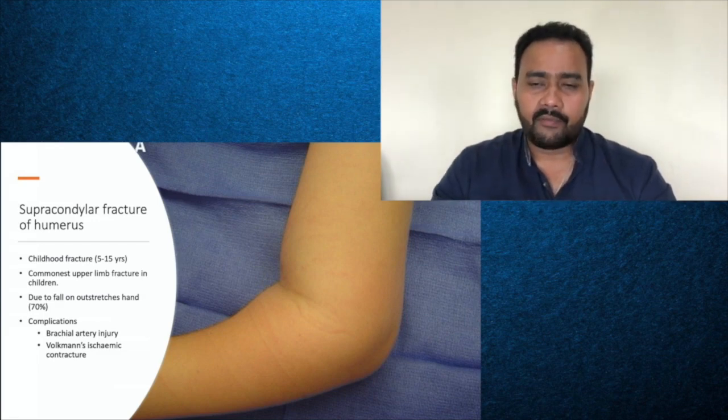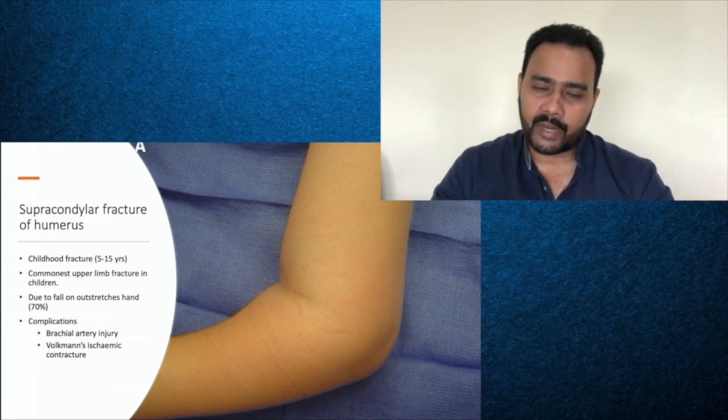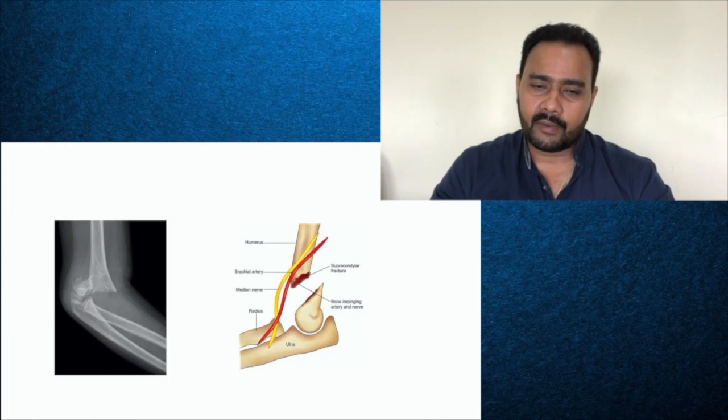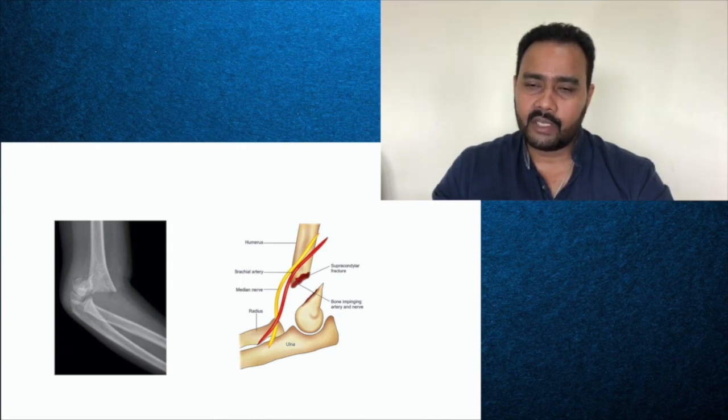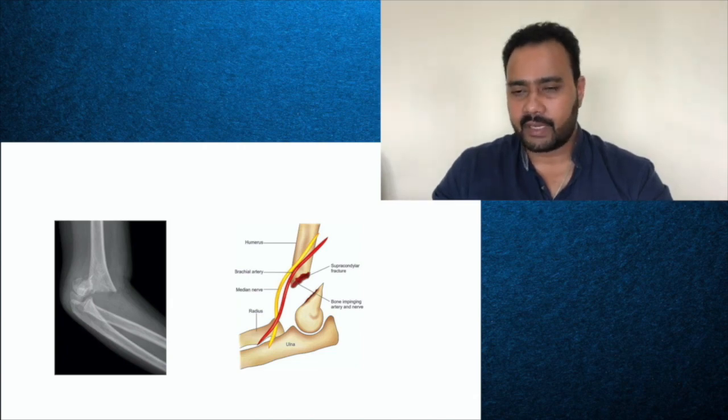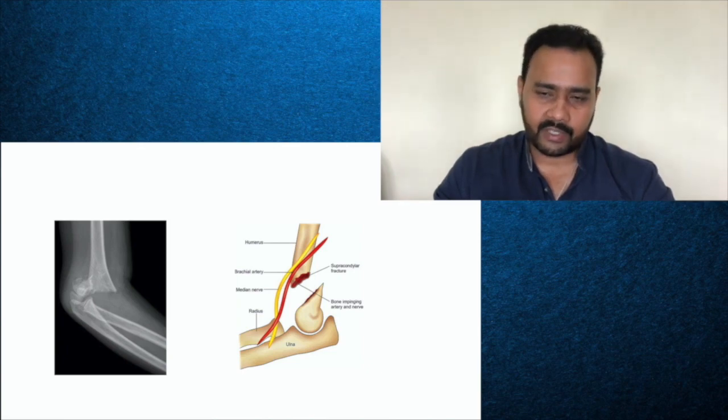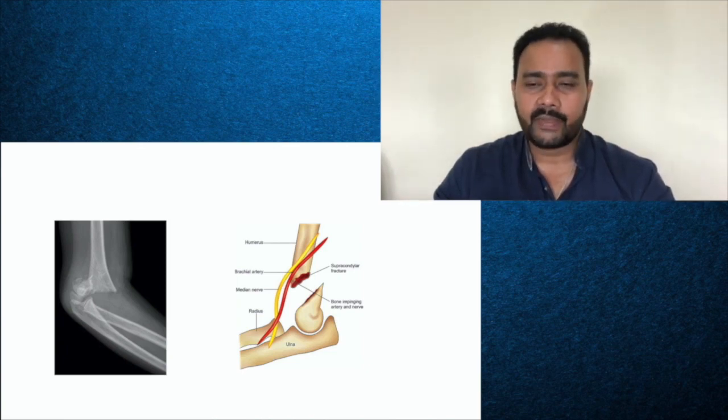What's the problem with supracondylar fracture? It can cause brachial artery injury, because the brachial artery is very close to that region. You can see the brachial artery is traveling just anterior to the supracondylar region. Whenever there is a fracture, the brachial artery can be damaged, or it can even cause kinking, which will cause loss of pulse distally. So it can cause kinking, or even damage the brachial artery.